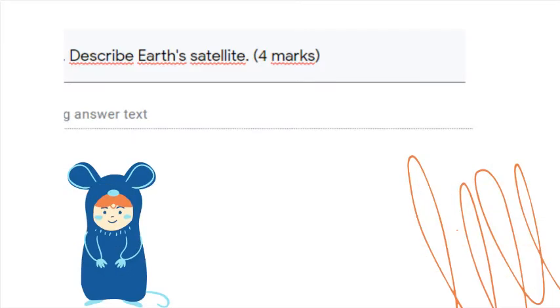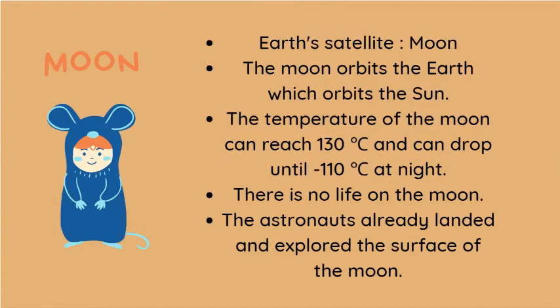Describe Earth's satellite. Earth has two types of satellites, the natural and artificial satellite. The natural satellite of Earth is the moon. Since we discuss the solar system, describe the moon. A satellite is an object that orbits another bigger object in space. The moon orbits the Earth. It takes 27 days to orbit the Earth. That's why the moon is the Earth's satellite. It is also known as a natural satellite.